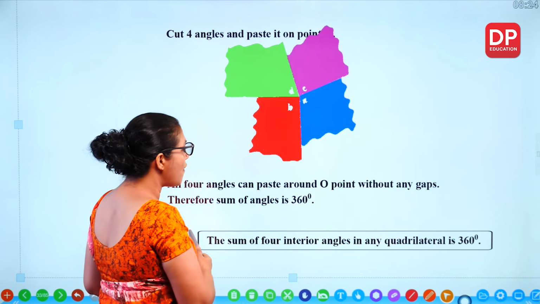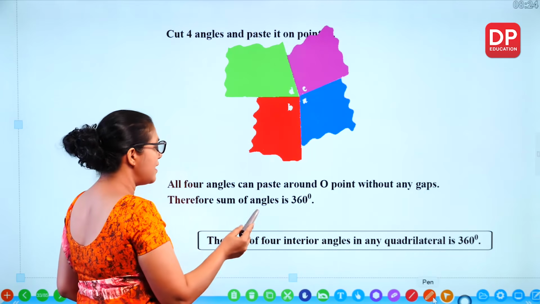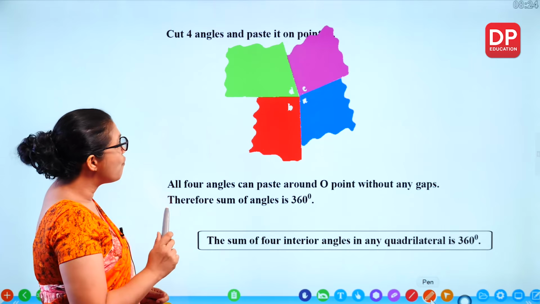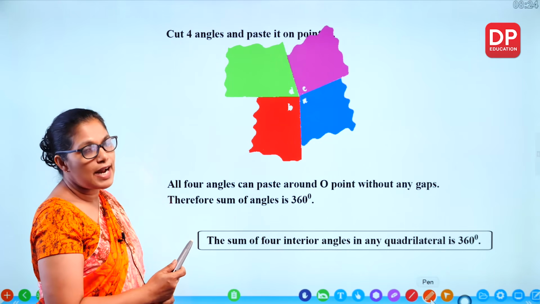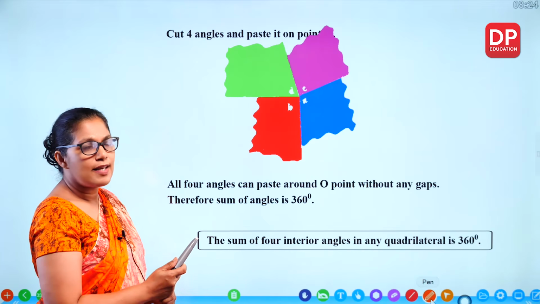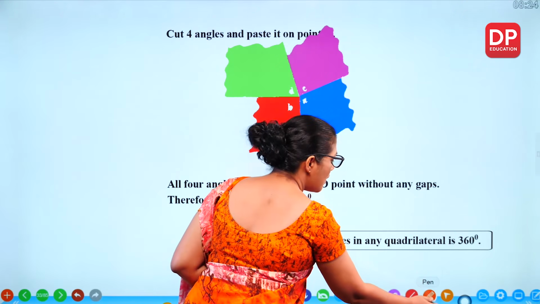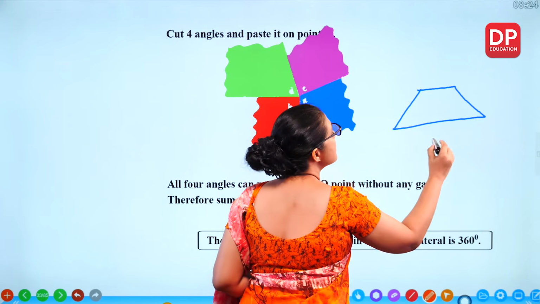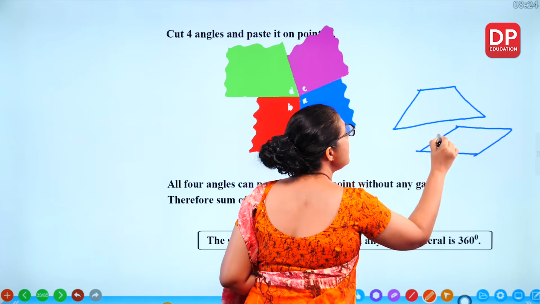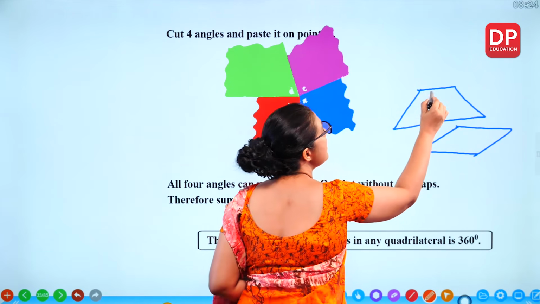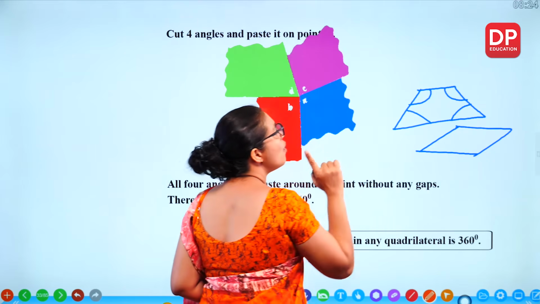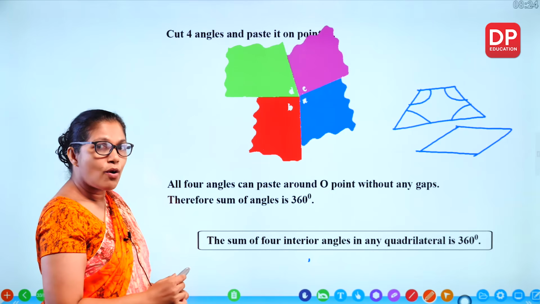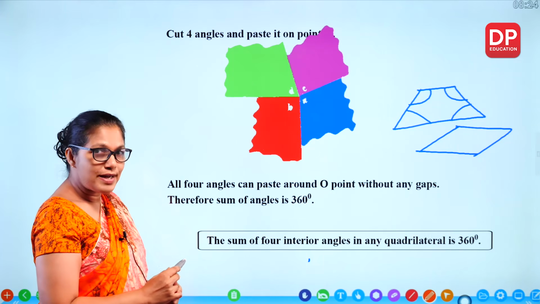So therefore the sum of the angles is 360. So what can you say about this? The sum of the four interior angles in any quadrilateral is 360. So you can draw different types of quadrilaterals and see. You can take something like a parallelogram or any four-sided figure and see what happens to all four angles. You get the sum of all interior angles in a quadrilateral is equal to 360.